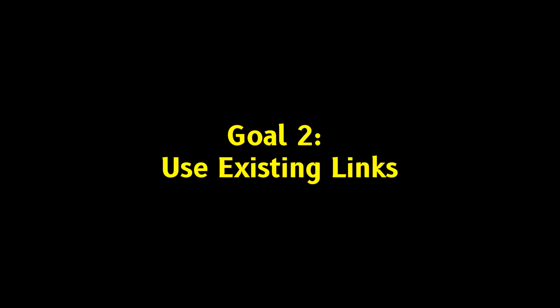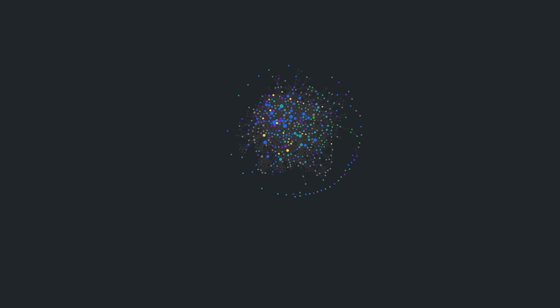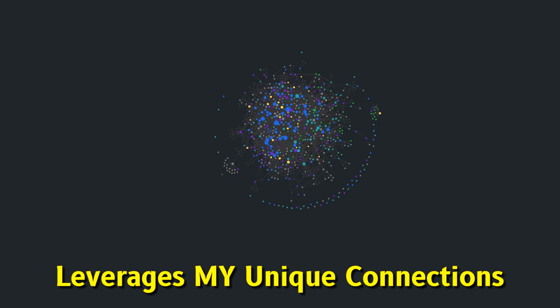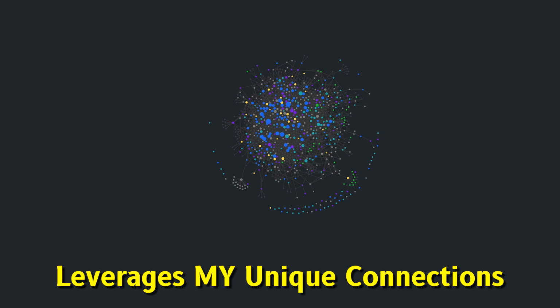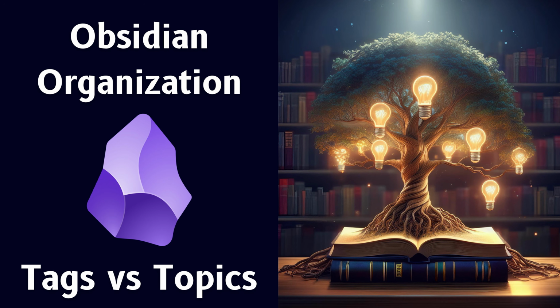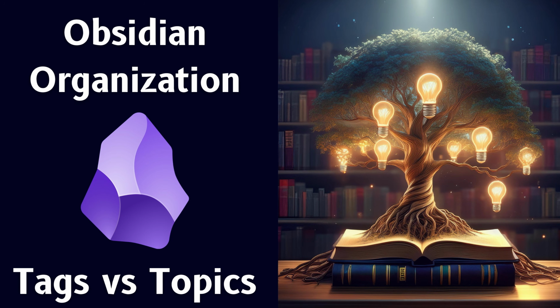Goal 2, leverage the links I'm already making to help me make more connections. I want to be able to leverage Obsidian's knowledge graph, the graph view, to give additional context to the AI I use. In other words, I don't just want a ChatGPT style chatbot that answers questions, I want an AI that actually leverages the unique connections I've been making all across my vault. I expand more on what I mean by this with the different tags and topics and maps of content, how I structure my Obsidian vault in this video here on my Obsidian organization.